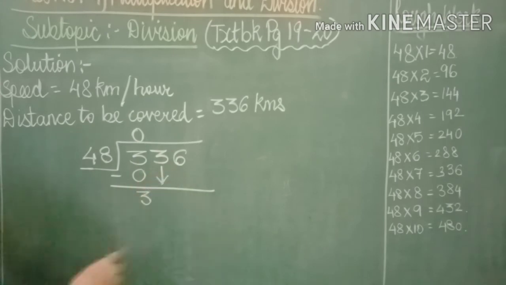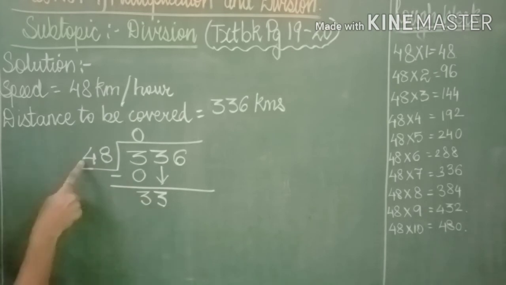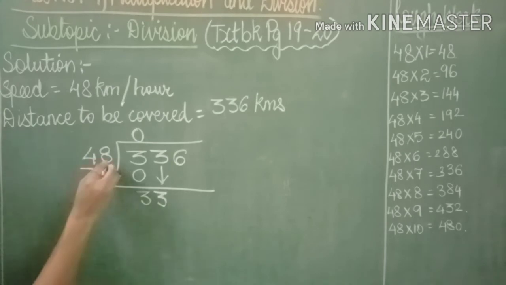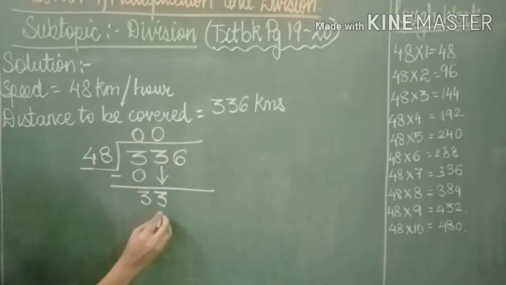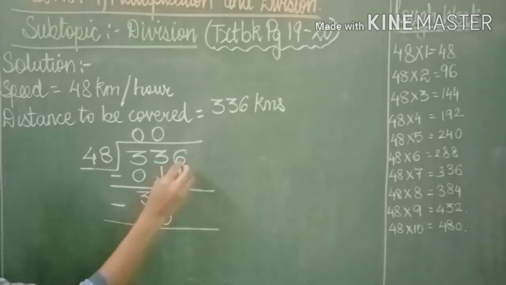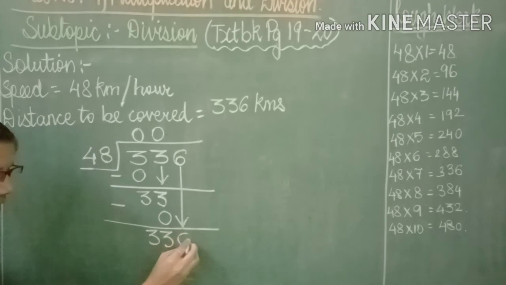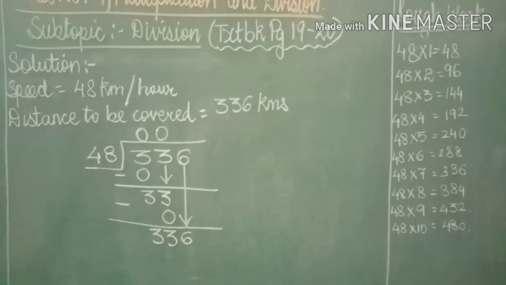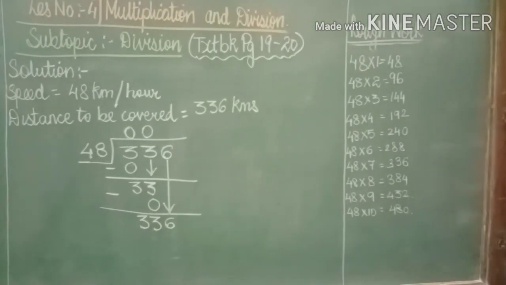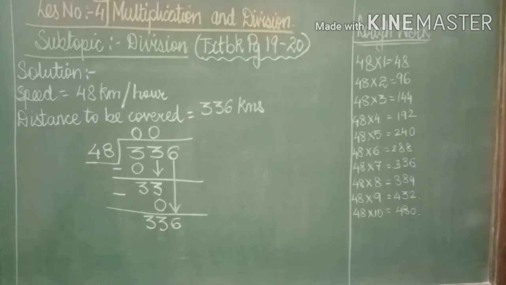With an arrow, we pull down the next number, that is 33. Now 33 is a smaller number, 48 is a bigger number. What are we going to do? Again we have to multiply with 0. So 48 zeros are 0, minus sign, and then we find the next number. The answer will come as 33. We pull down 6 with an arrow, and we write 336.